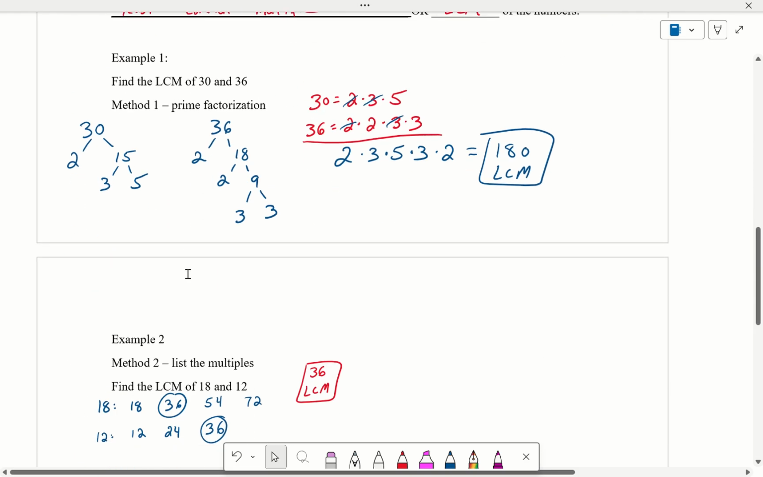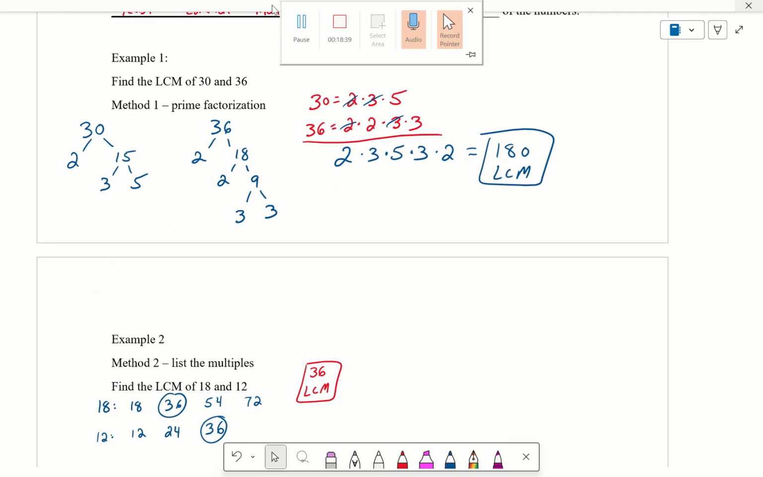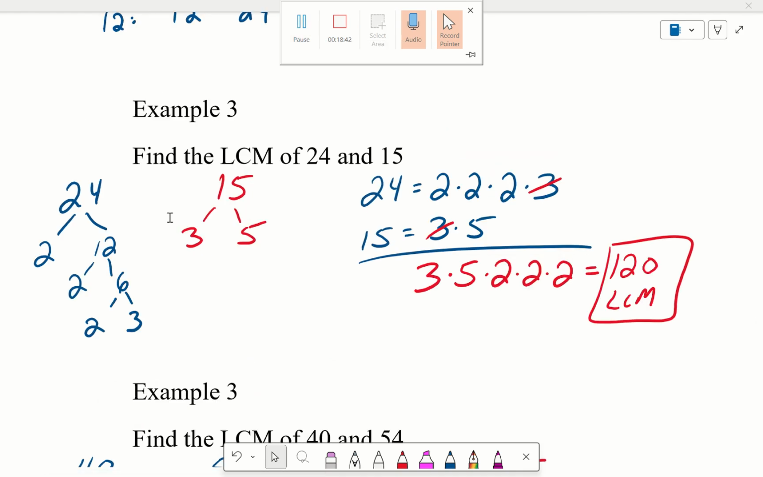So try the next 3 examples on your own. Pause the video now, try those 3 examples, give it a shot. All right, 24 and 15, whichever method you used, I did prime factorization here. So 24 is 2 and 12, 12 is 2 and 6, 6 is 2 and 3. So the prime factorization of 24 is 2 times 2 times 2 times 3. 15 is 3 times 5. Common factors, 3 and 3, write that down. 5, write that down.